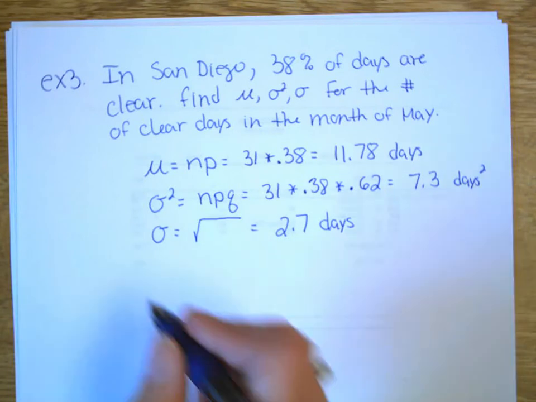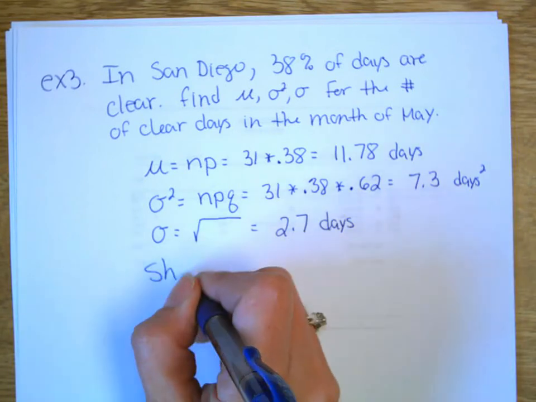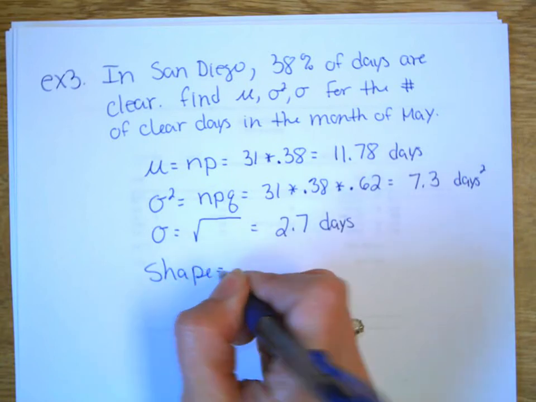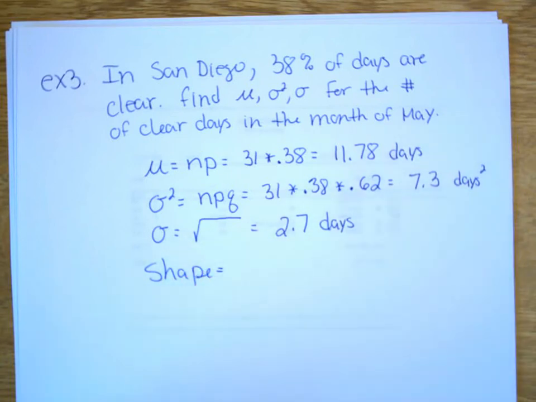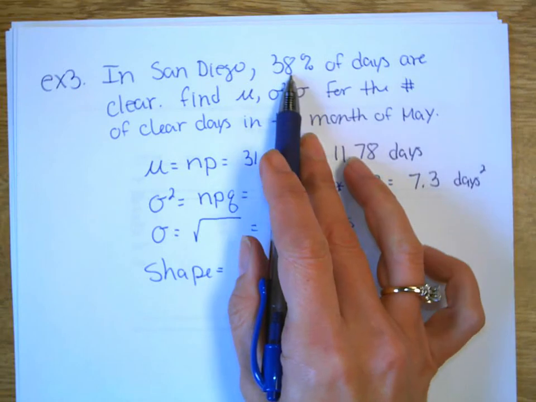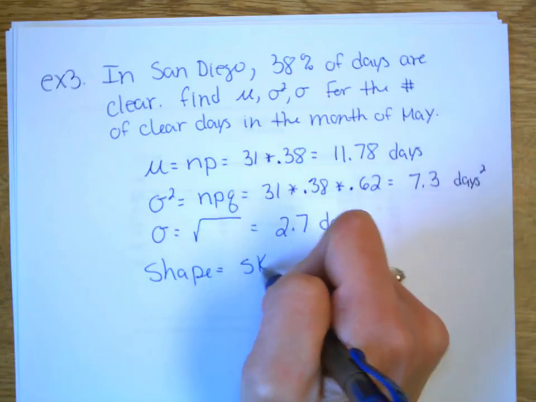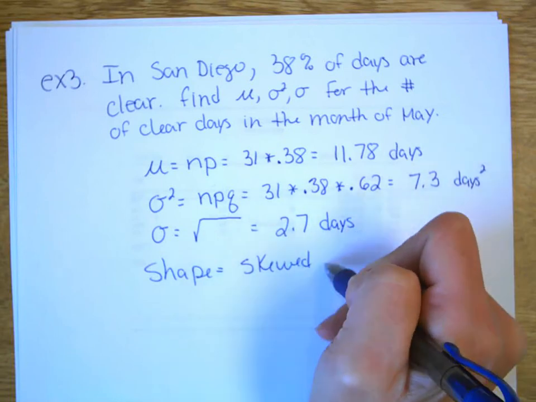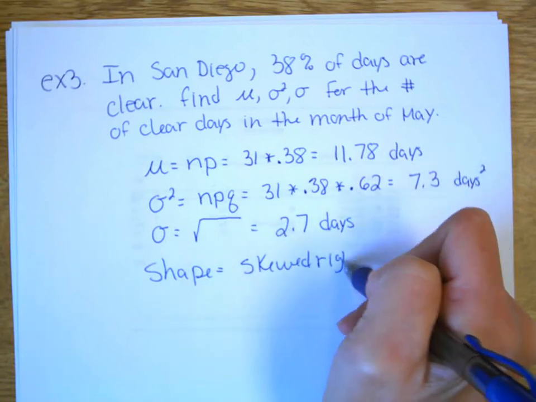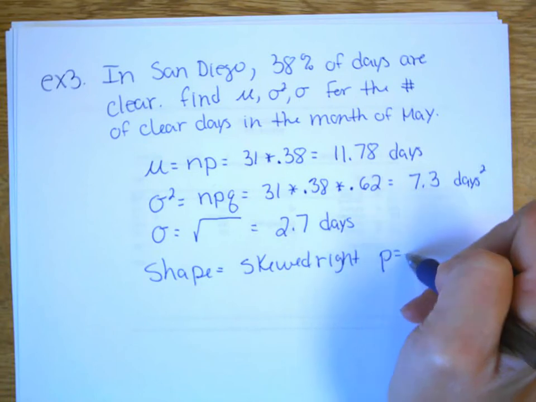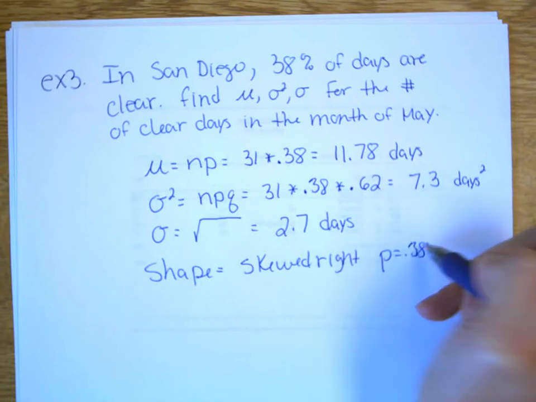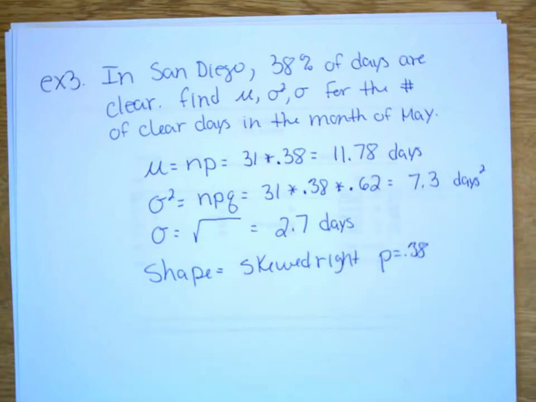And might as well give this shape. What shape would this distribution have? Let's see, the p is below 0.5, so it would be skewed right. The p is 0.38, the probability of success. Okay, good. Now I'm done.